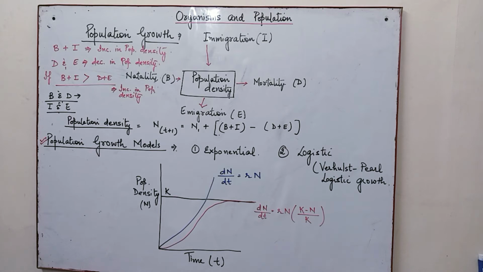When we study the population growth, one important factor is the number of times the organism reproduces. Because if the organism reproduces more times, it will increase the rate of birth. Per capita we are talking, and the birth rate increases if the number of times an organism reproduces is more.